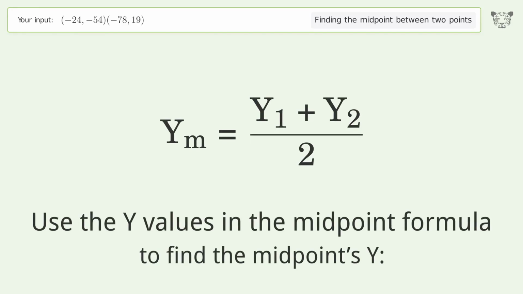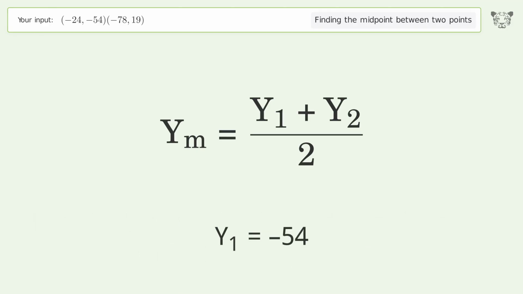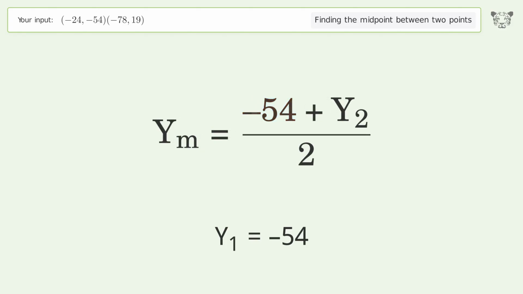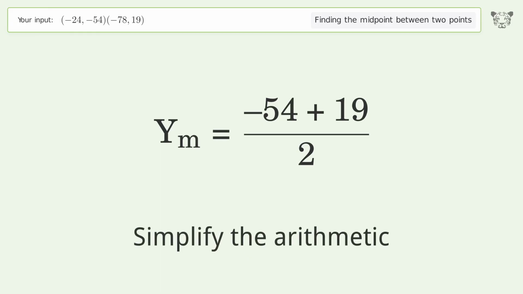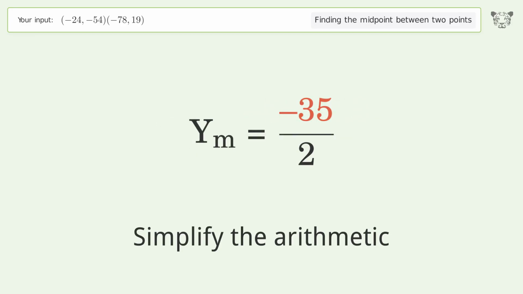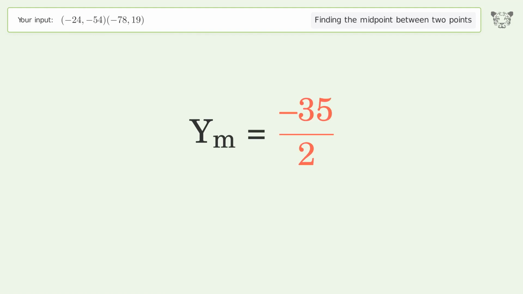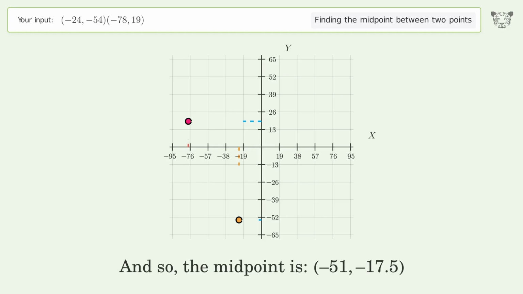Use the y values in the midpoint formula to find the midpoint's y. y1 equals -54. y2 equals 19. Simplify the arithmetic. And so, the midpoint is -51, -17.5.